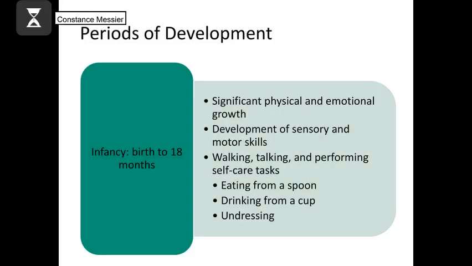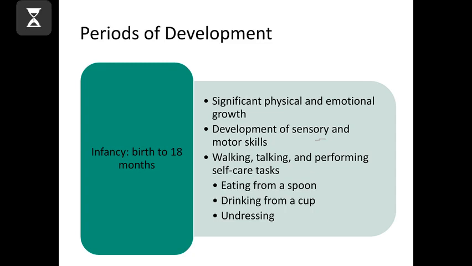The next period of development we're going to talk about is infancy. And infancy is from birth to about 18 months. This is a time of rapid development and growth, particularly in the sensory and motor skills. There's significant physical and emotional growth, so that by the time a child is 18 months, they are typically walking, talking, and performing self care tasks.